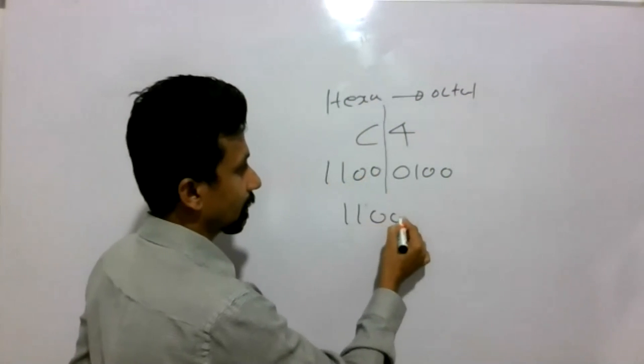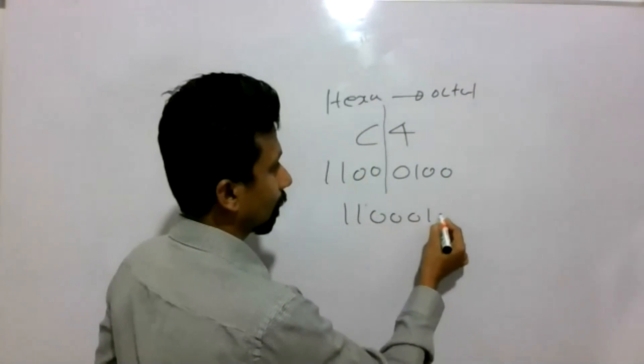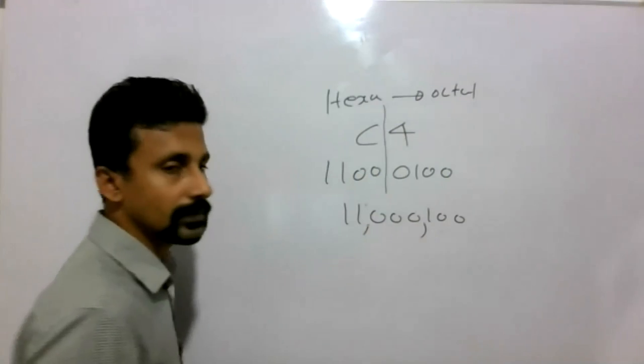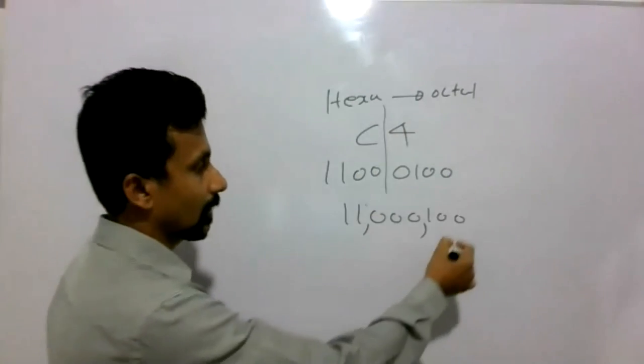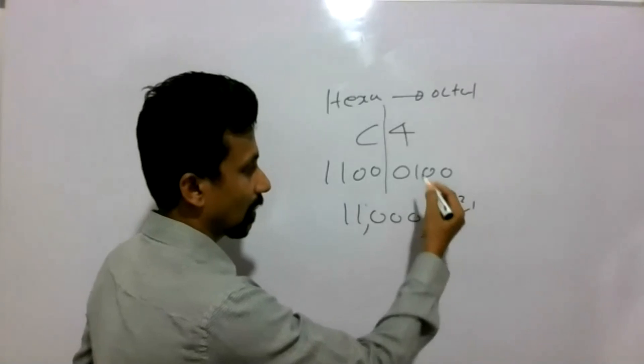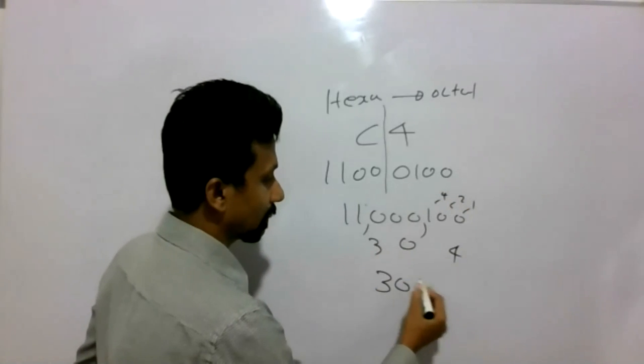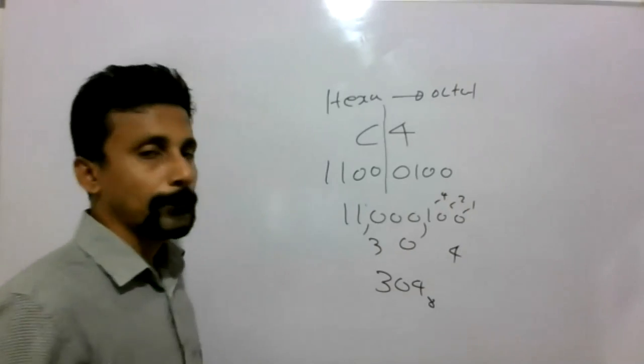Then I am writing this again. Now you separate it into groups of 3 digits. Here you have 1, 2, 4, like that. Here you get 4, here you get 0, here you get 3. So your answer will be 304 in octal.